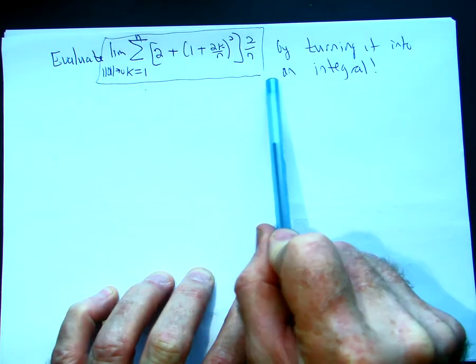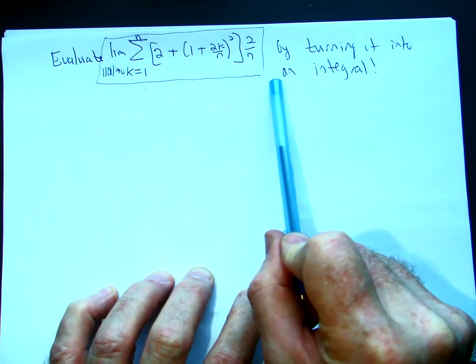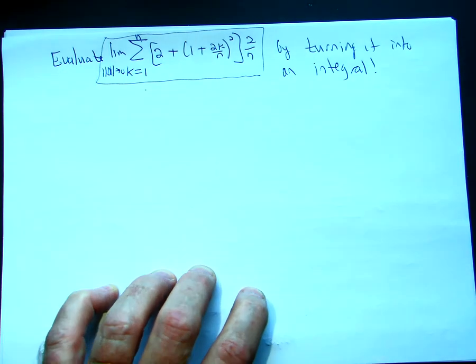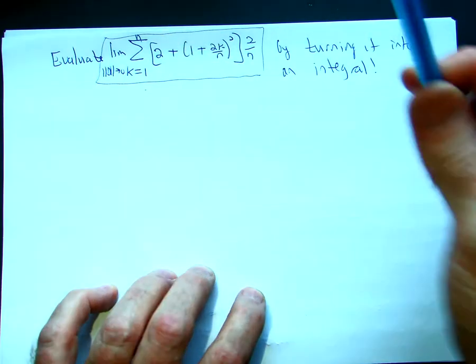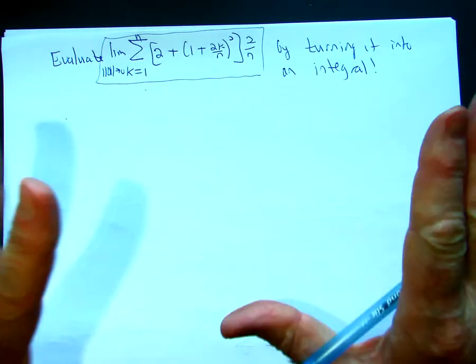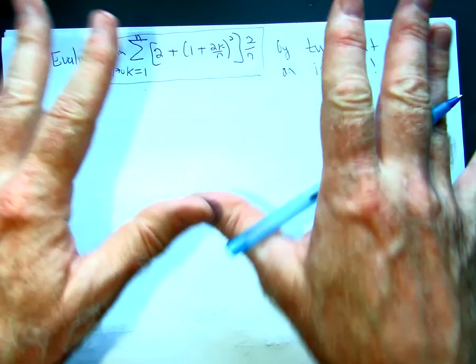We have this infinite Riemann sum. And I want you to evaluate this by turning it into an integral. In other words, I want you to figure out what integral this is. And I'll come back to this. But that's the problem. That's what our goal is.